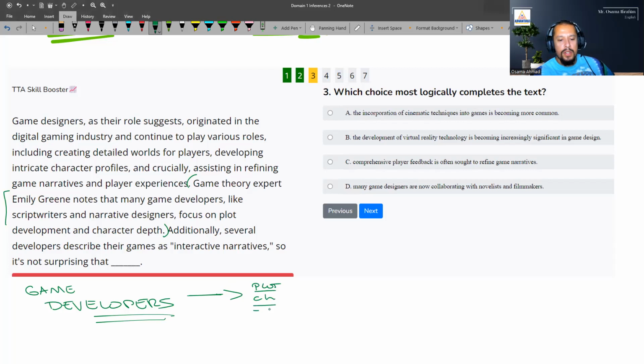Plot, characters, and depth. Now I want you to look at that last sentence. Why don't you read that for me? Additionally, several developers describe their games as interactive narratives. So remember, it's not cause and effect, okay? Keep that in mind. So I want to take these ideas that we have in the text and create a logical conclusion. Which answers do you think are good or bad? It's up to you.